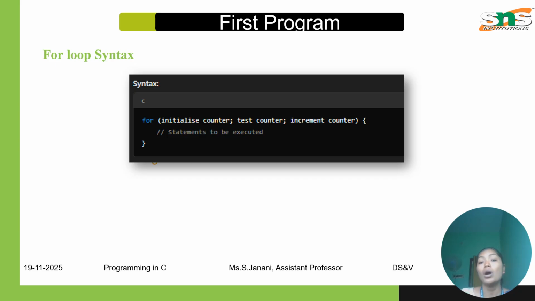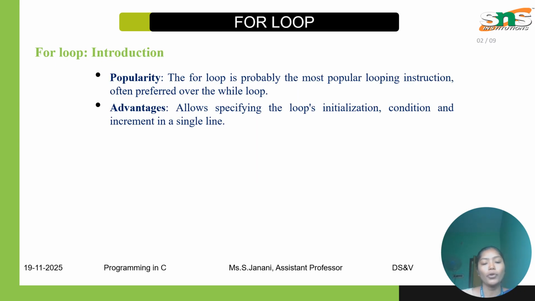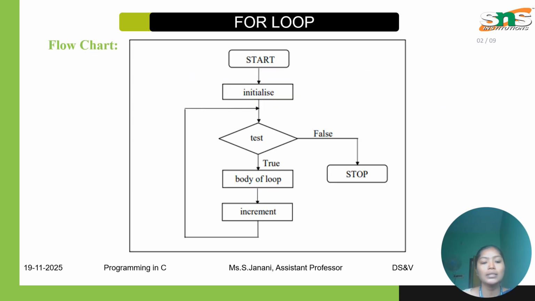This task is incremented by using the increment operator. So this is the first program of the loop. The for loop is probably the most popular looping instruction. Its advantage is that it allows the specific loop initialization, condition and increment in a single line. So this is the start program.